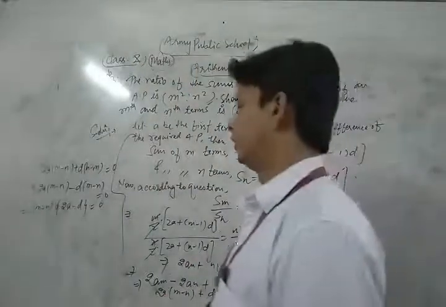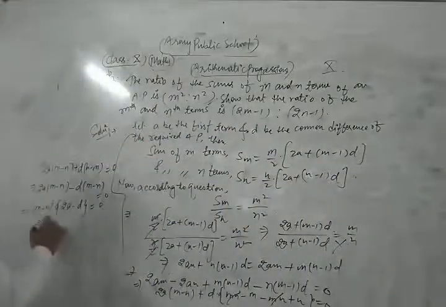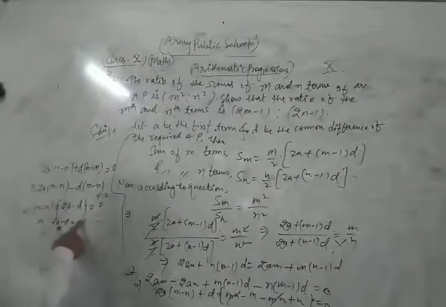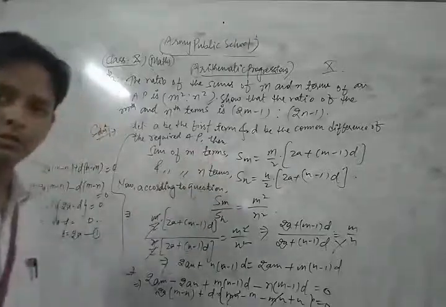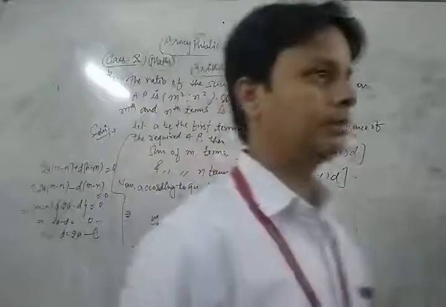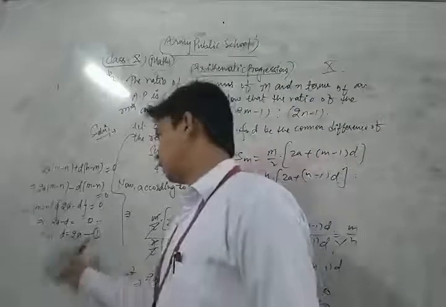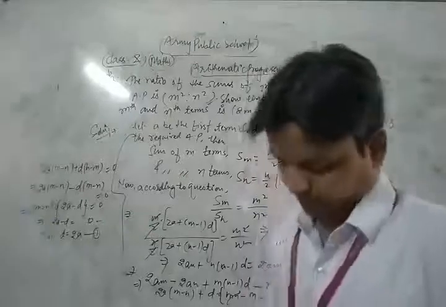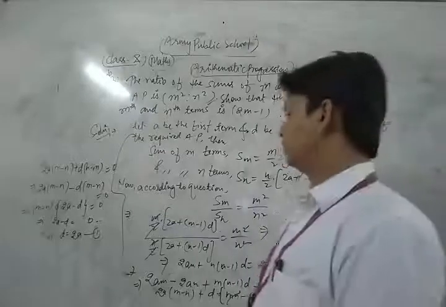Okay, now from there, if we transfer m minus n that side, we get 2a minus d is equal to 0. Okay, so we get d is equal to 2a. Take equation number 1. So in this way, after solving that conditions, we have a relation between a and d, which is d is equal to 2a.